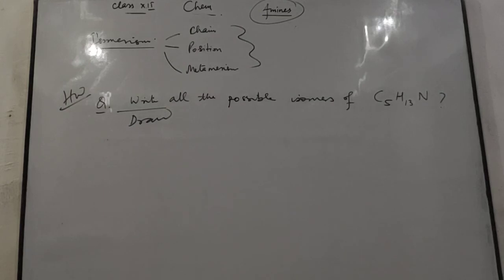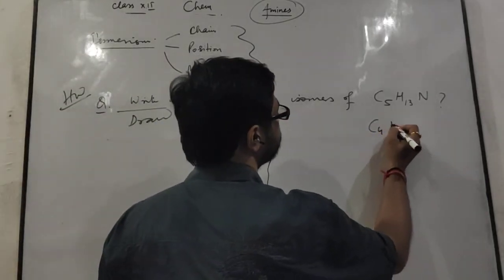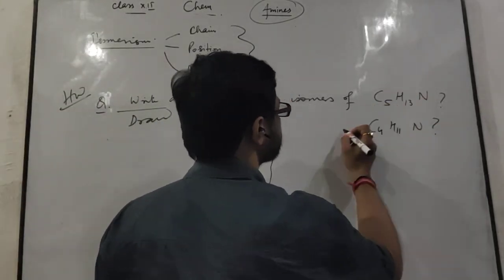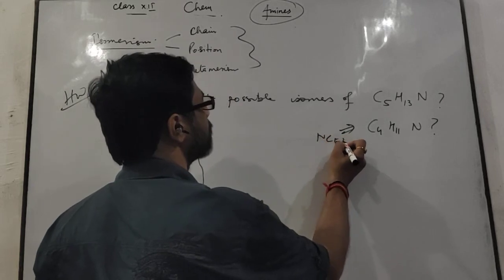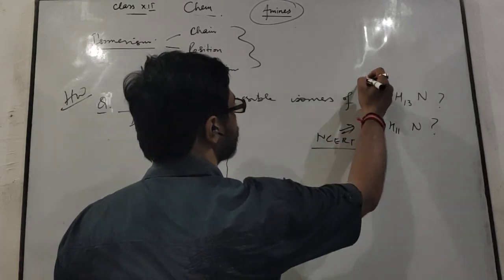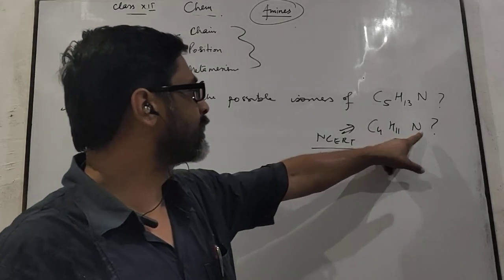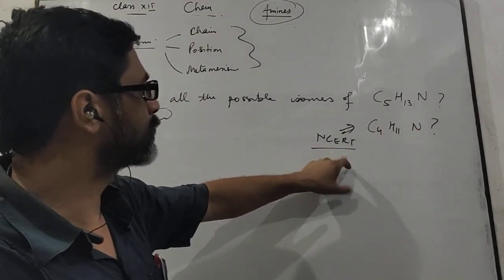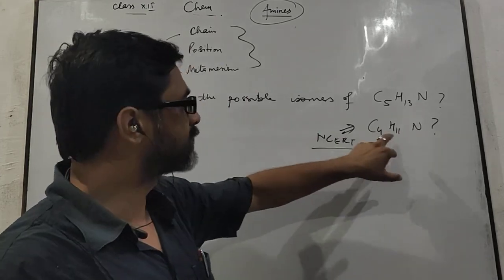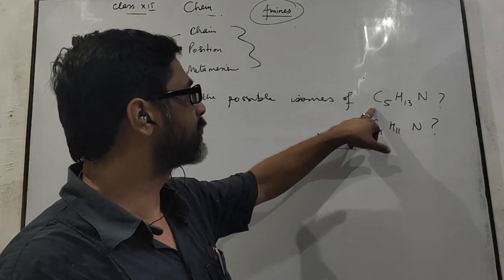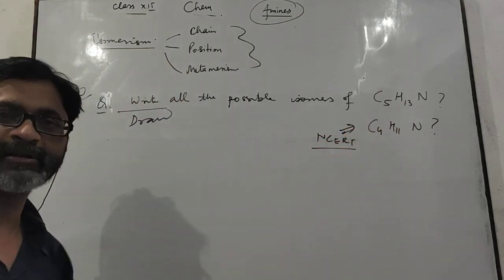One second. C4H11N. This one is also given in your NCERT, and this one is from my side. Okay, C4H11N. This question is in your NCERT book. Try to draw all the isomers of this compound and this compound. If any problem, then you can ask me.